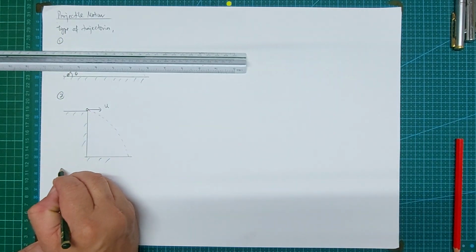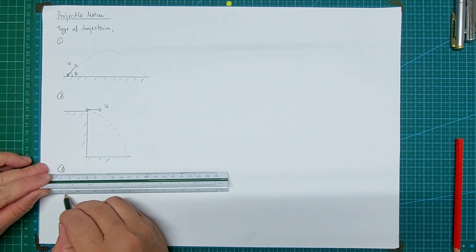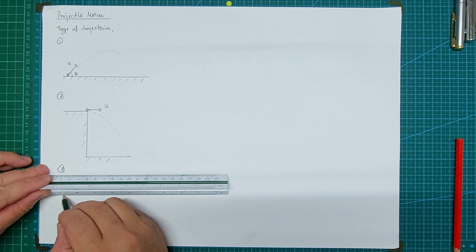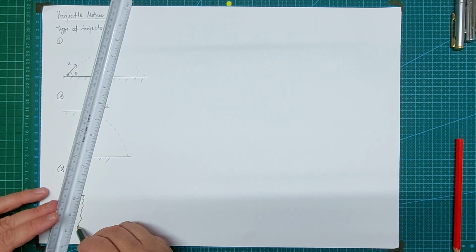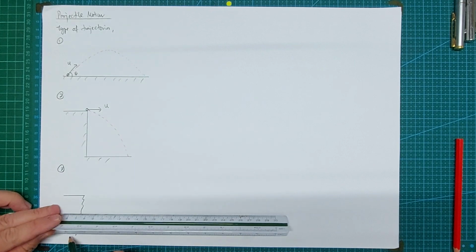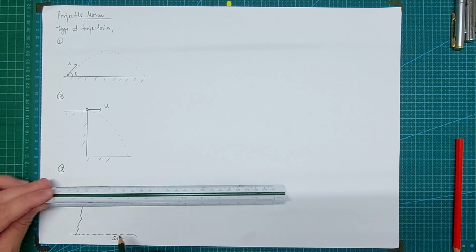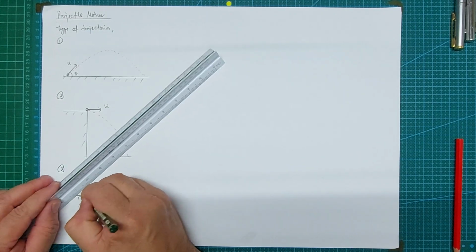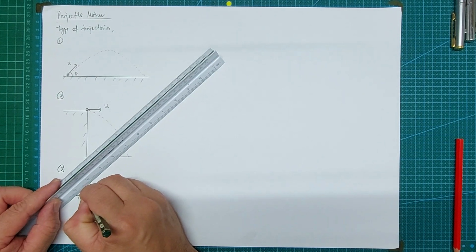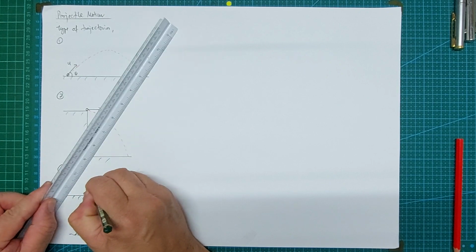And then the third type is slightly more difficult actually. Let's assume you launch something from the side of a cliff, and then this is the sea water, this is the sea surface. So this is the cliff. So launch an object at a certain angle like that.